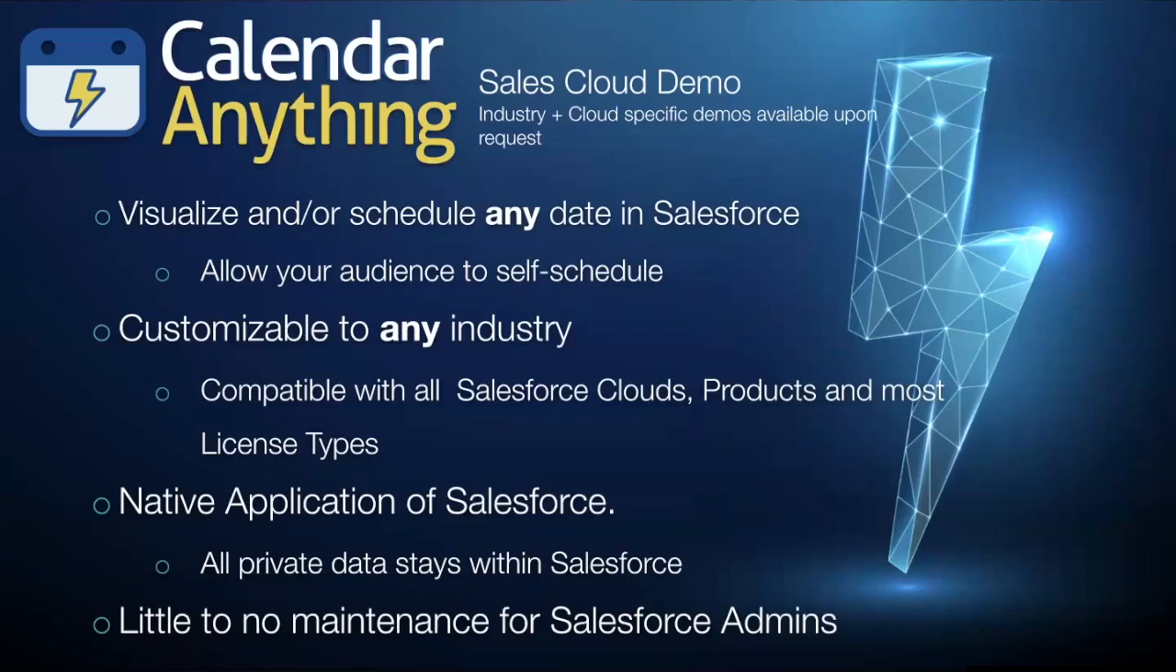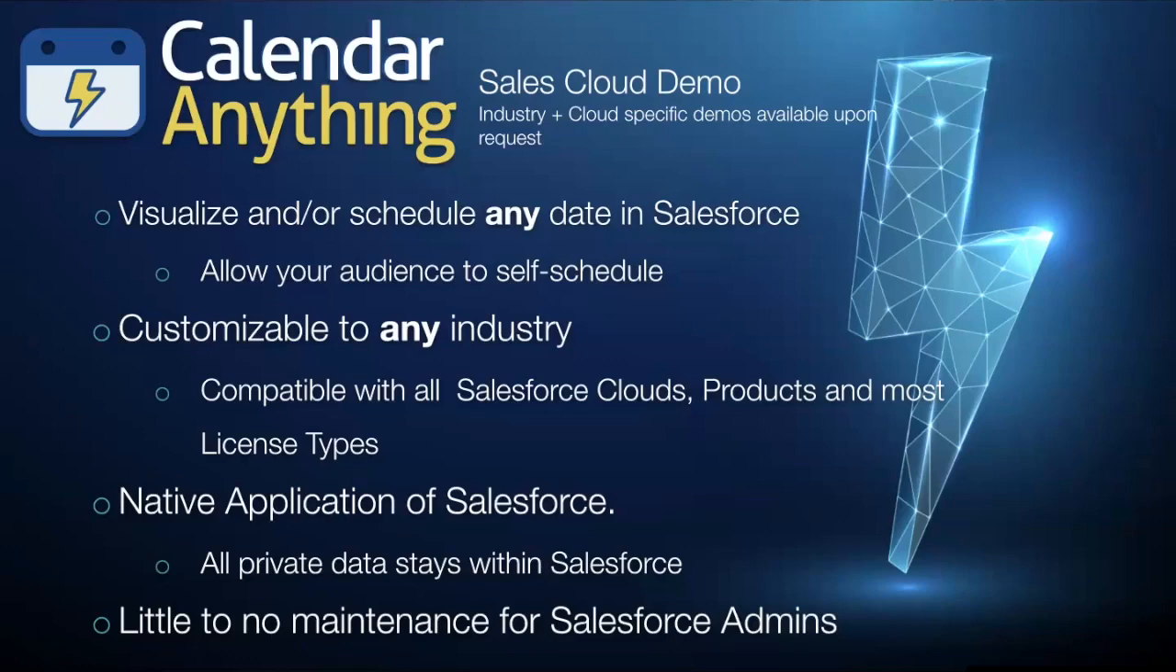CalendarAnything solves many pain points for sales teams, and for that reason, we'll be demoing from a Sales Cloud environment, but please keep in mind the art of possible. CalendarAnything is Salesforce Cloud and industry agnostic, meaning it is compatible with any Salesforce Cloud, any Salesforce product, and most license types. You can customize it for any industry. If you would like to see an industry-specific demo, please reach out to us.